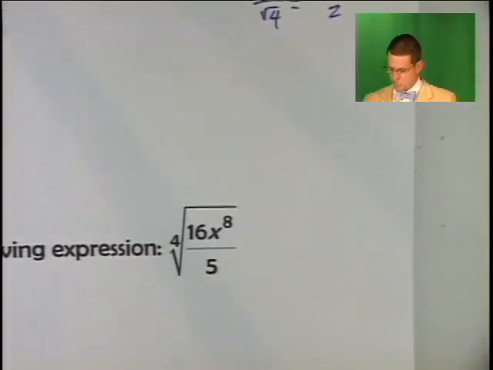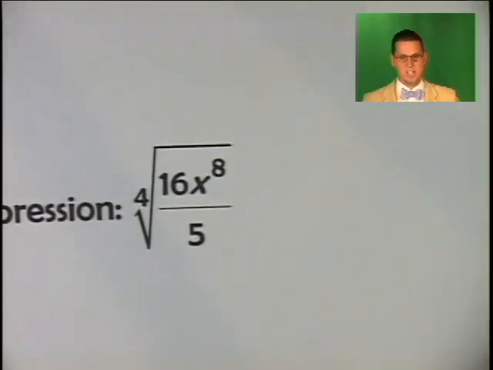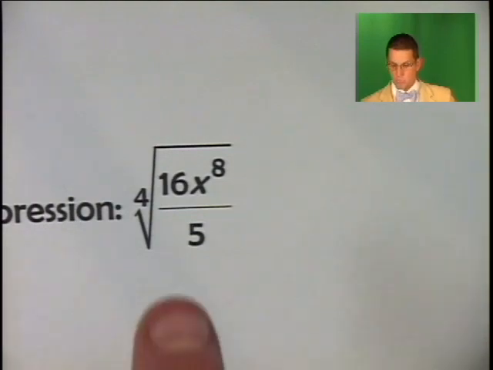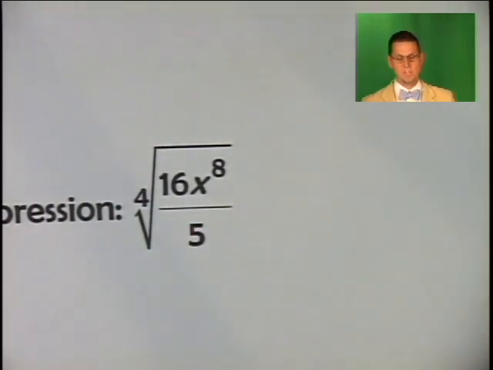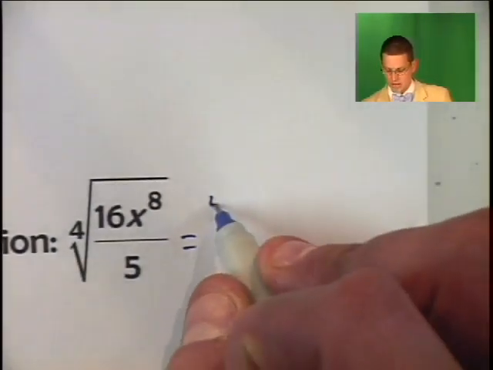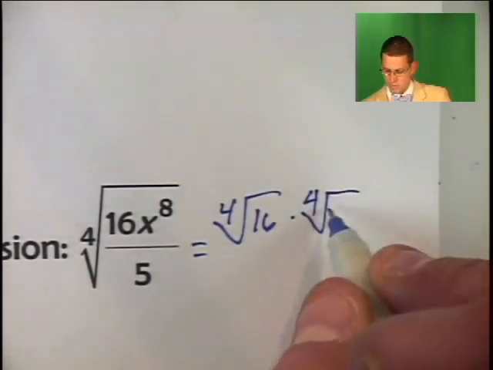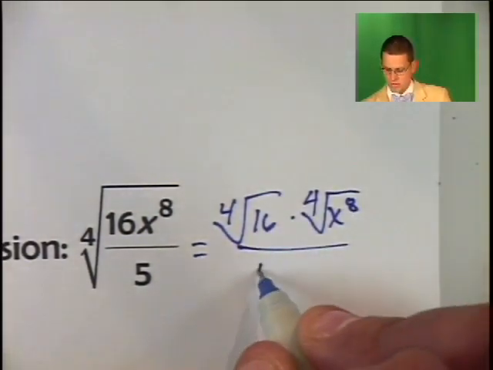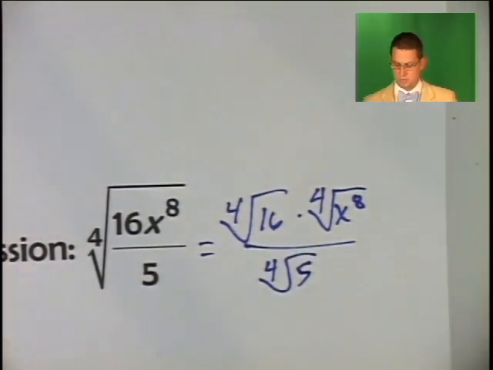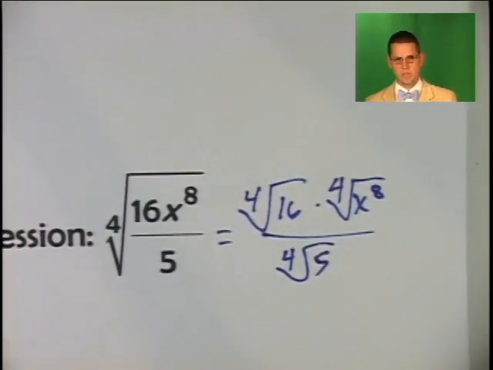We've got the 4th root of 16 times x to the 8 over 5. We have 2 factors in the numerator. We have 1 factor in the denominator. Each factor gets its own 4th root. So let's write it like that. That's the same as the 4th root of 16 times the fourth root of x to the 8 over the fourth root of 5. Well, let's see what we could do with that.